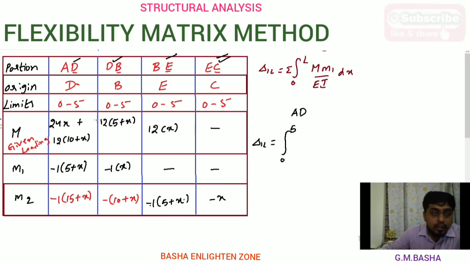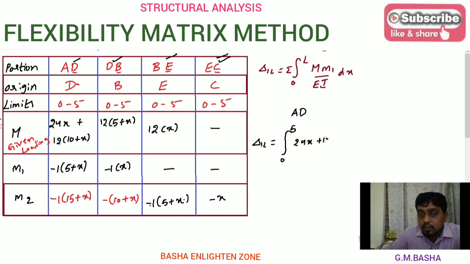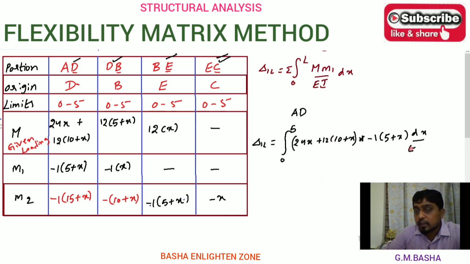And what about this M? The M value will be this one, 24x plus 12 into 10 plus x. Again, this M1 means multiples with M1 in the same portion, minus 1 into 5 plus x. Or else you can directly take minus 5 minus x, into dx by EI, for that particular portion AD only.